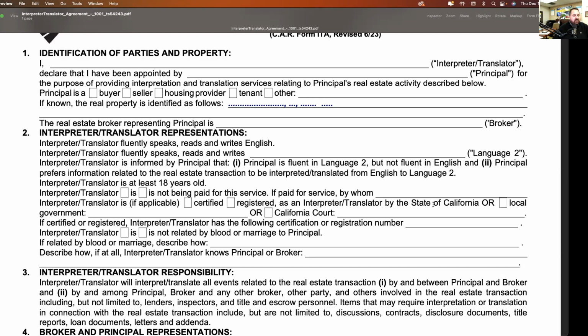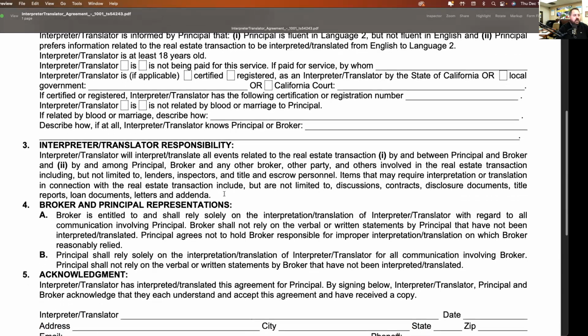Describe how, if at all, interpreter translator knows principal or broker, so we know what their relationship is, what their responsibility is. Interpreter translator will interpret, translate all events related to the real estate transaction, between principal and broker, and among principal, broker, and any other broker or party, and others involved in the real estate transaction, included but not limited to lenders, inspectors, and title and escrow personnel. Items that may require interpretation or translation in connection with the real estate transaction include but are not limited to discussions, contracts, disclosures, documents, title reports, loan documents, letters, and addenda.